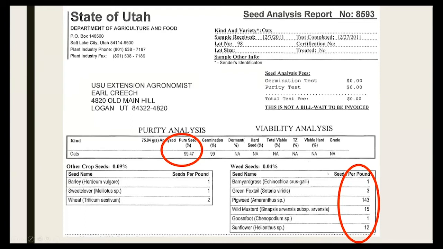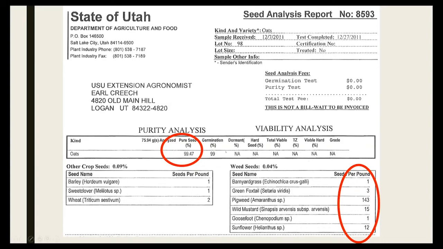Then we come over here and look at weed seeds, which is a very minor component, but we had barnyard grass, green foxtail, 143 pigweed seeds, some wild mustard, some sunflower even. I mean, this is almost like bird seed that this person happened to be planting. And this is per pound. So you can imagine if we multiply this by 100 to get our normal seeding rate, we're planting a heck of a lot of weed seed out there that's probably going to cause us some headaches down the road.